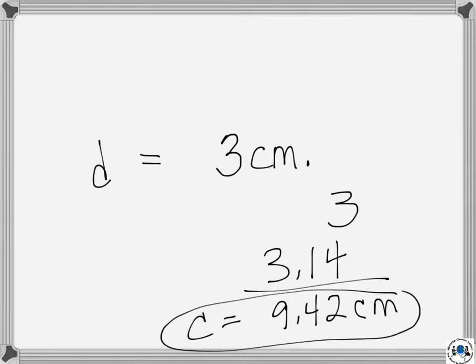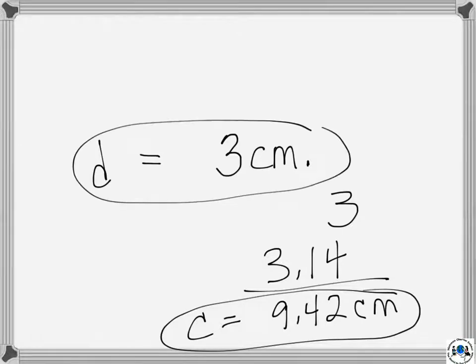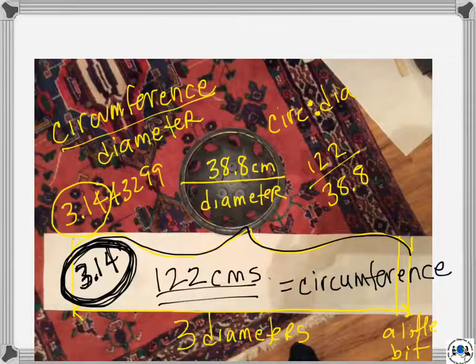Okay, so I can do that really quickly, very easy. Can you imagine now how easy it is to measure the circumference of this hubcap? All I would have needed to do is measure my diameter, 38.8 centimeters, and then multiply it by 3.14, which is known as pi.